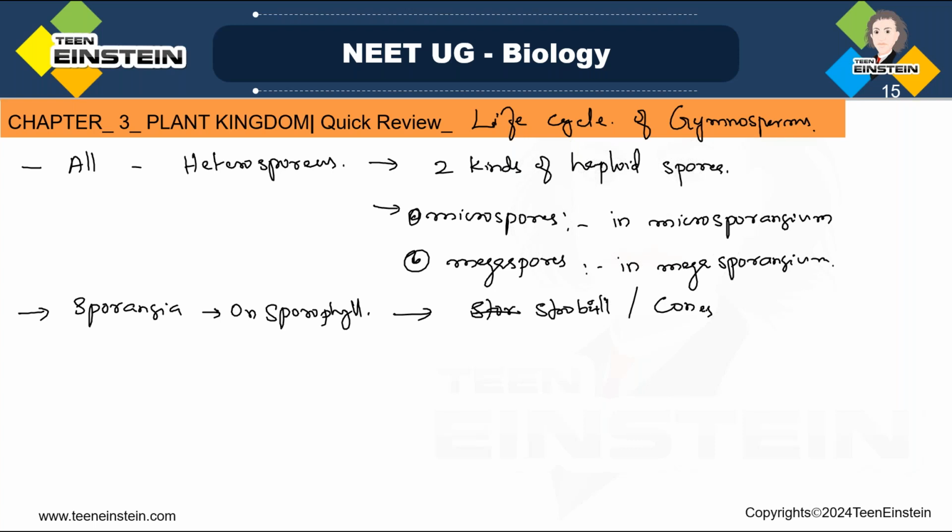So the strobili bearing microsporophylls and microsporangia are called microsporangiate cones. What is a microsporangiate cone? The strobili bearing microsporophylls and microsporangia together are called a microsporangiate cone, or male strobili, or male cone. Male cone or male strobili. Clear?